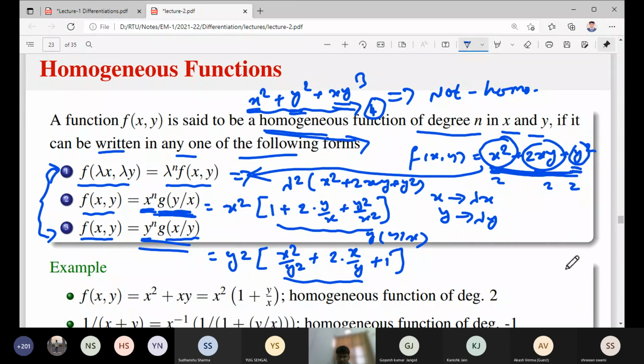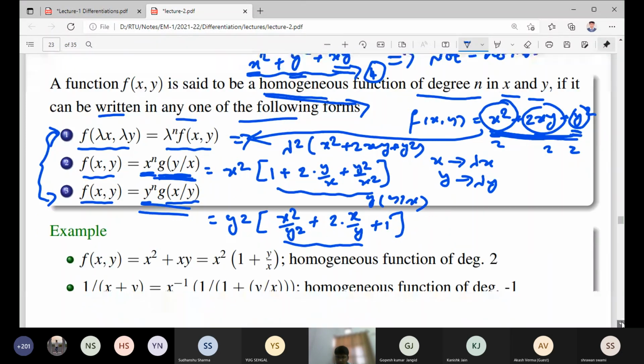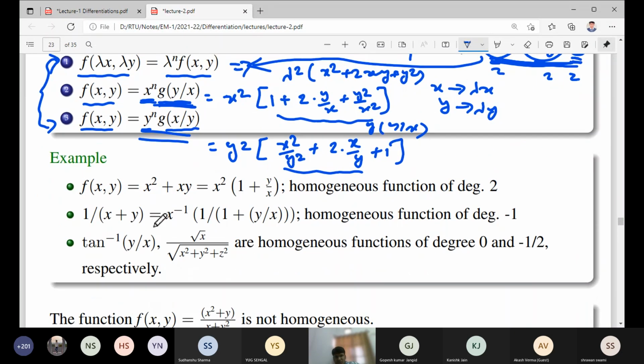So let us see some more examples. f(x,y) equals x square plus xy. You can see that degree of each term is same. This is of degree 2, this is of degree 2. So that's why you can say that your given function is homogeneous function of degree 2. And you can also express this function in this form. So take x square common. So you will get x square (1 plus y upon x). So, right? So this is our homogeneous function of degree 2.